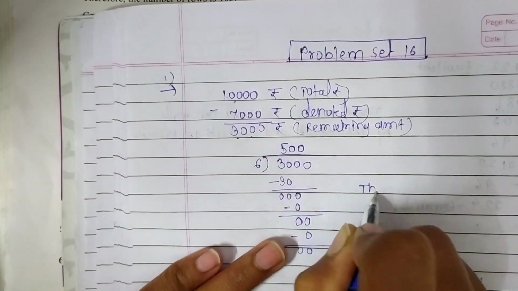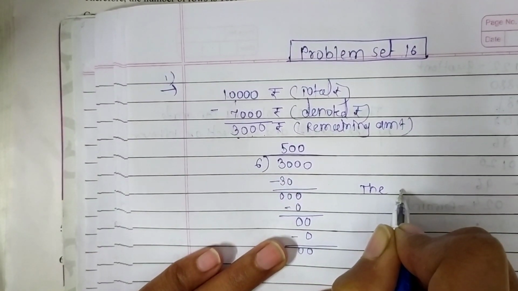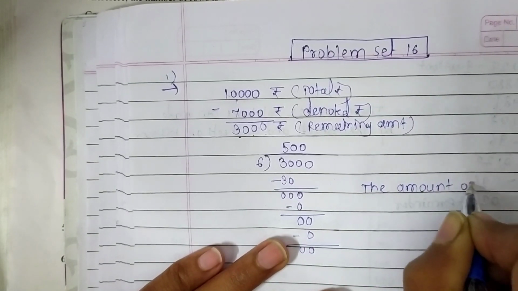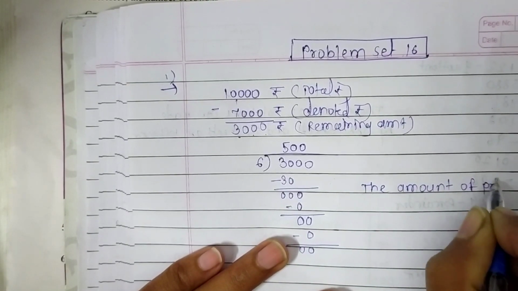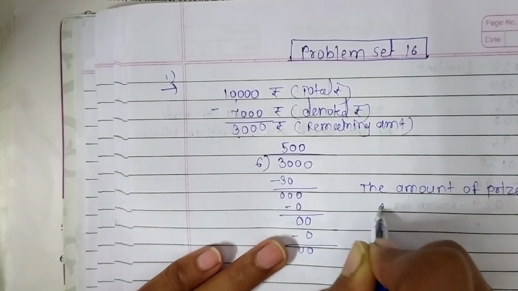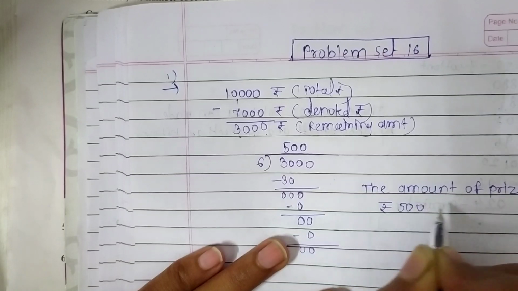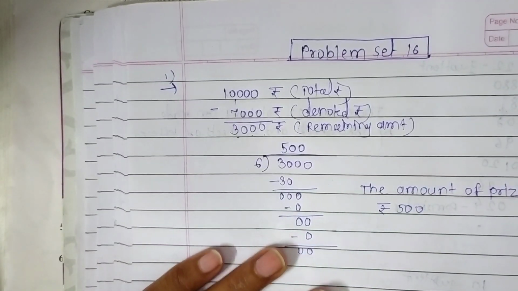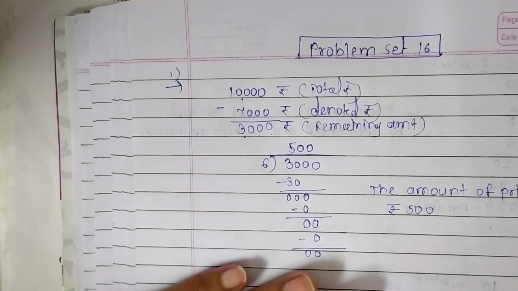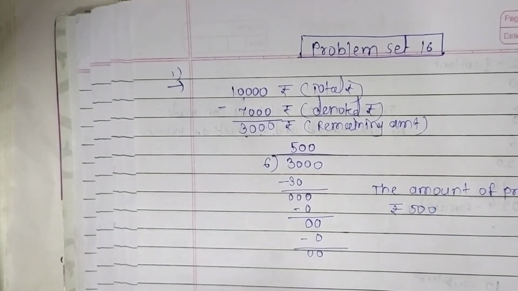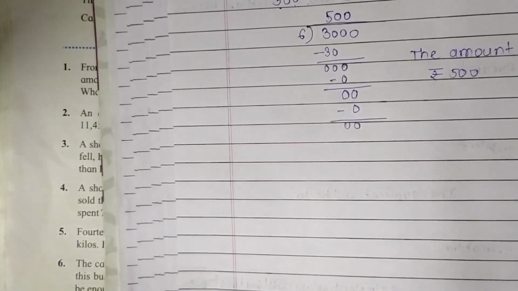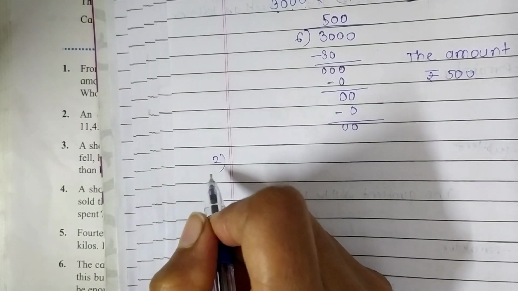The amount of prize is rupees 500. So 500 rupees are to be divided among 6 students equally. Let's turn towards the second question.